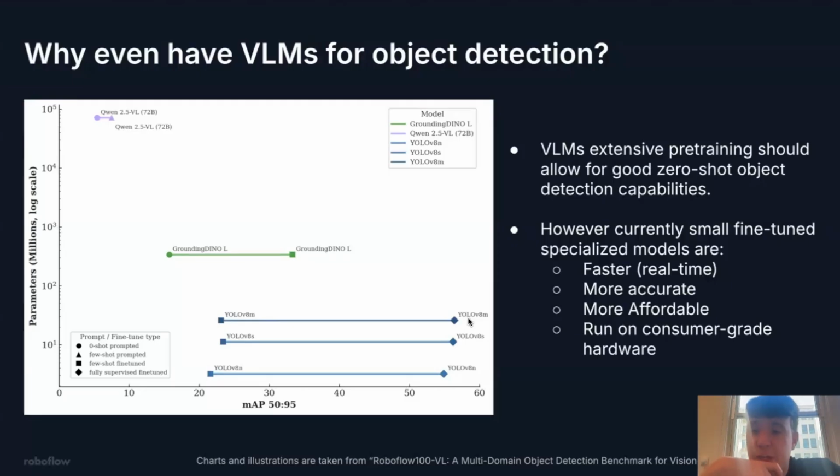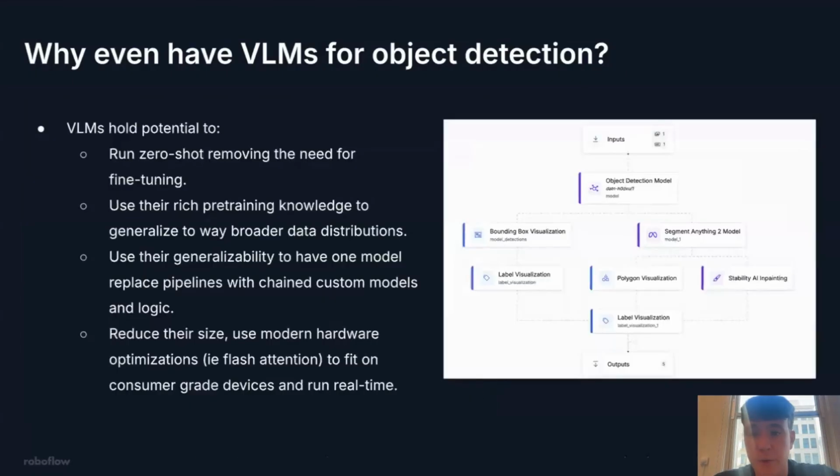But what we can see here is that smaller models are faster, they are more accurate, they are more affordable, and faster to train and to inference as well. And they can run on consumer-grade hardware. So basically, it seems like the answer everywhere is to use a small model that is focused on object detection because it's going to be so much better. This one is under 10 mAP. This one is 55, 60 mAP. So yeah, why do we want to do that?